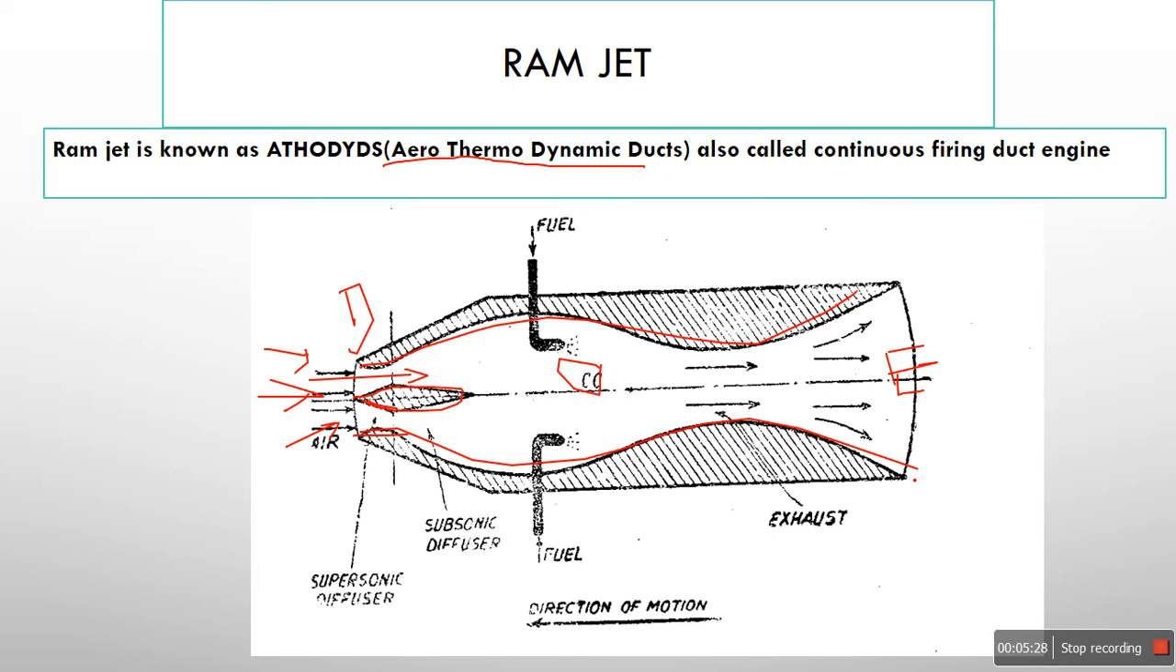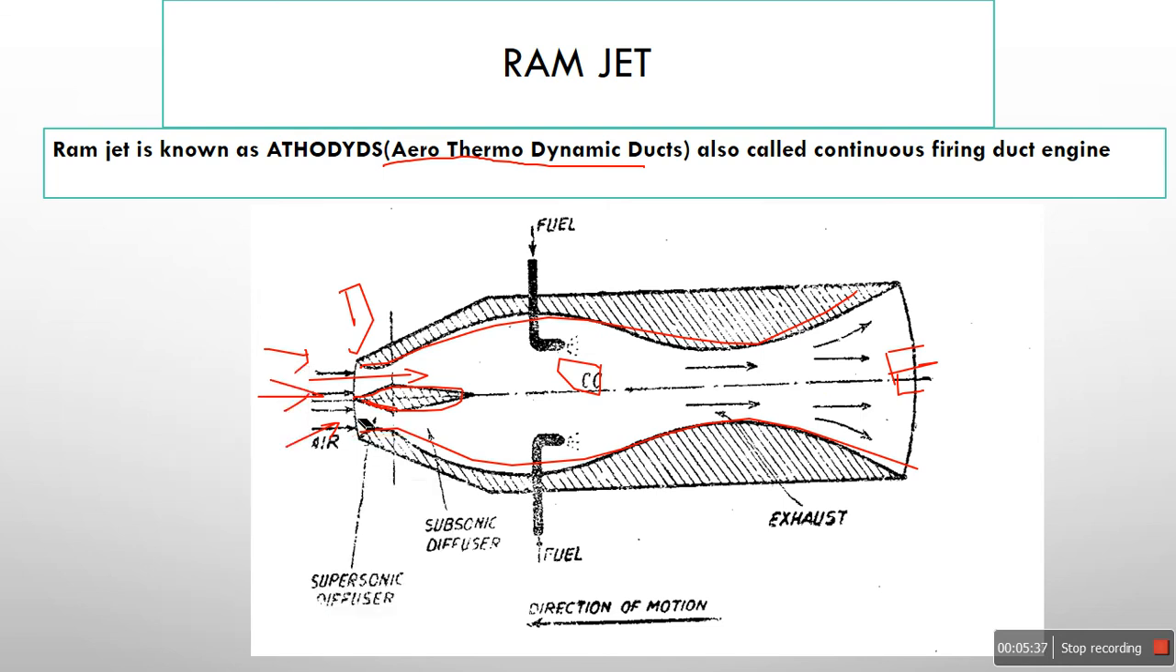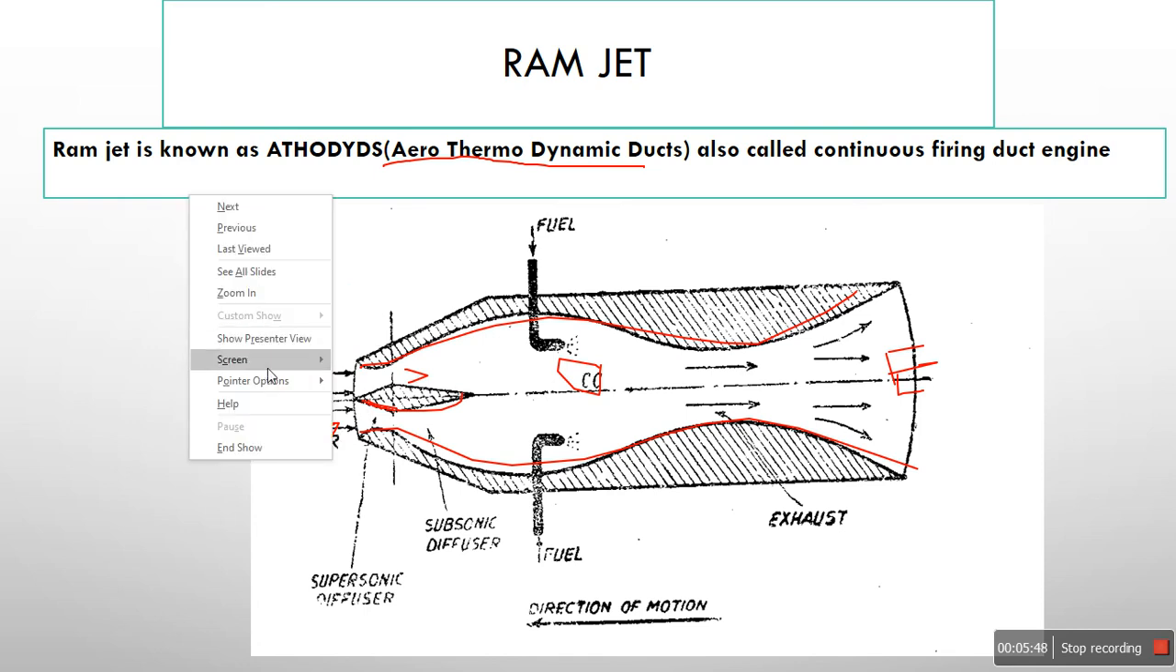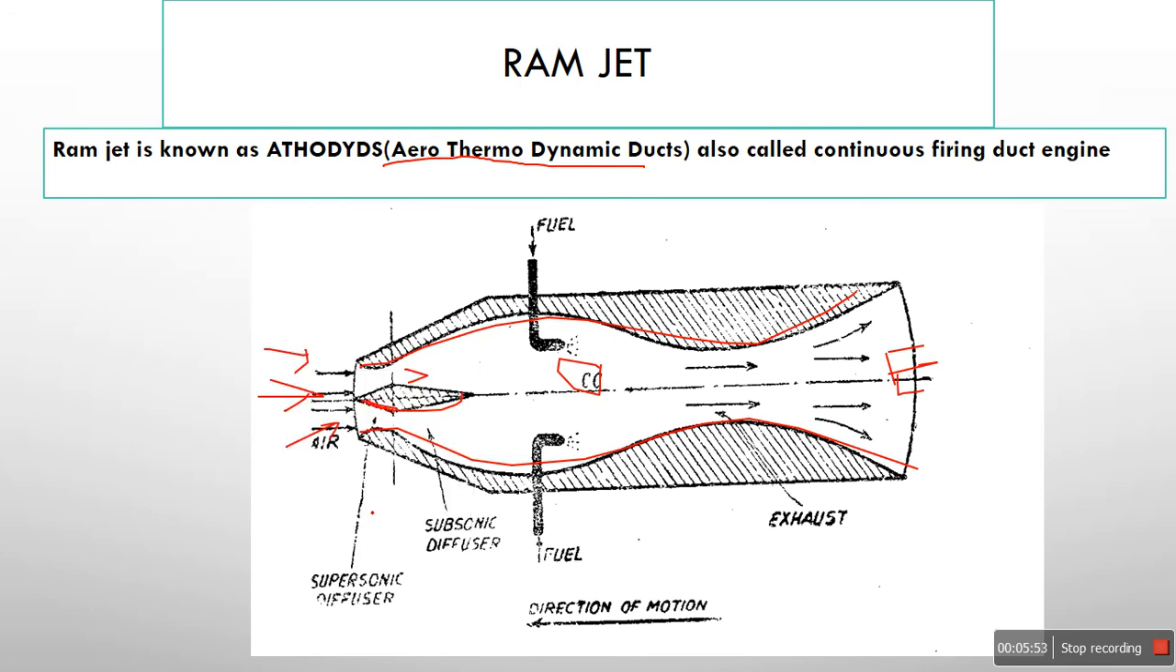The diffuser system consists of two parts, the supersonic diffuser and the subsonic diffuser. If you see the initial part, okay, I'll draw this roughly for simplification. If you see here, this is a diffuser section classed in two groups. The first one is the supersonic and the other is the subsonic diffuser.